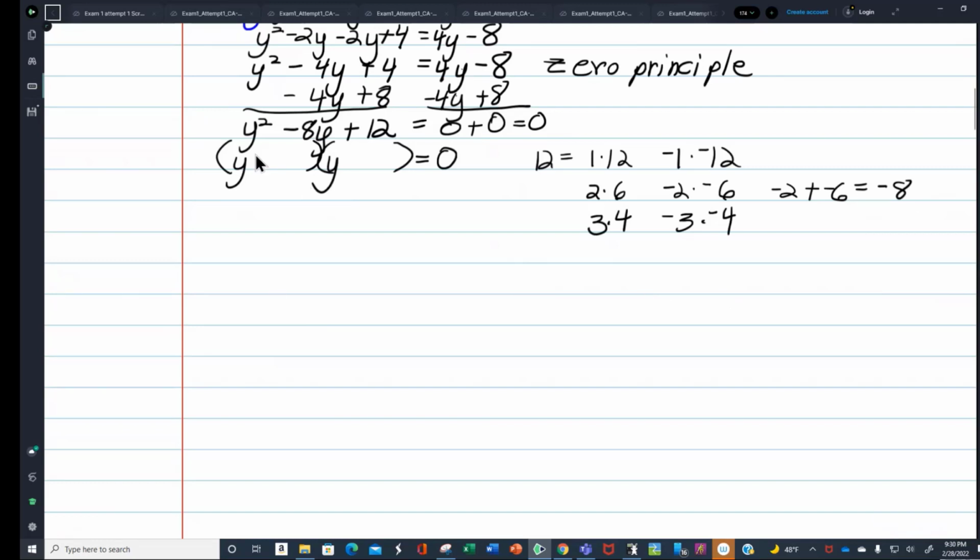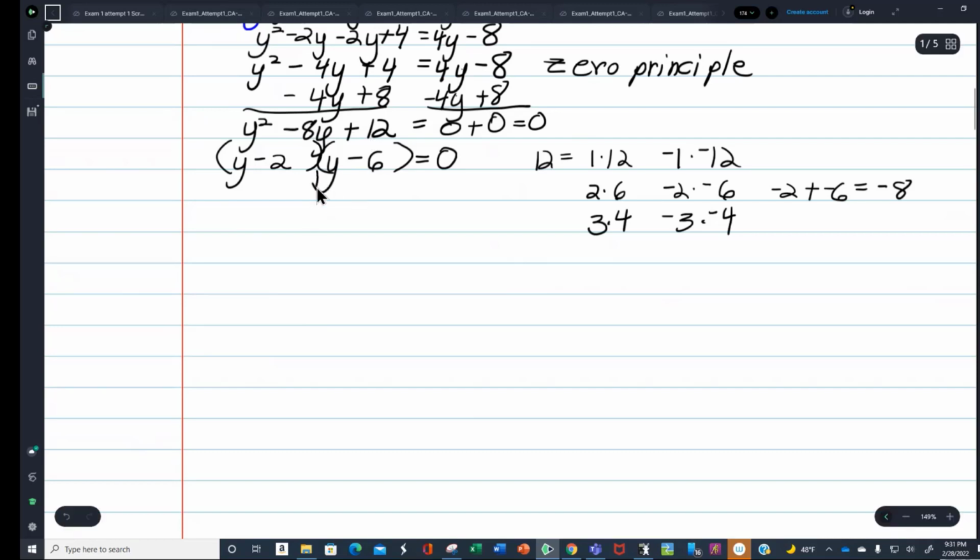Minus 2 minus 6. And then I double check this real fast. Y times y is y squared. Y times minus 6 is minus 6y. Minus 2 times y is minus 2y. Minus 6y minus 2y is minus 8y. And then minus 2 times minus 6 is plus 12. Or negative 2 times negative 6 is positive 12. It all depends on how you want to look at it.